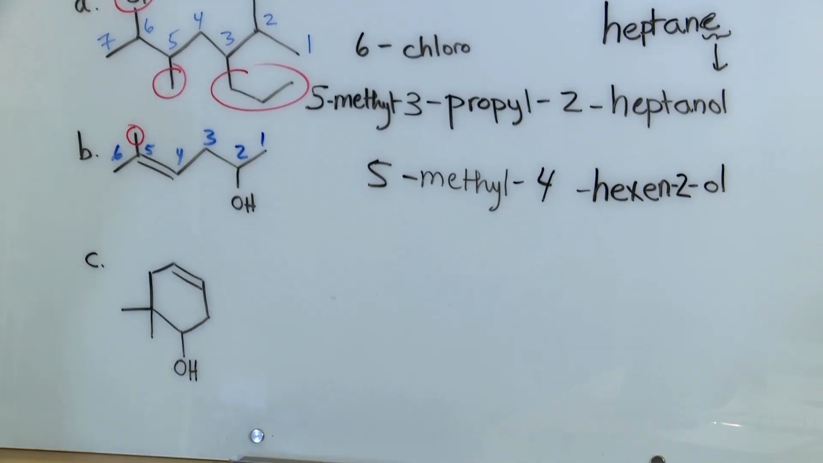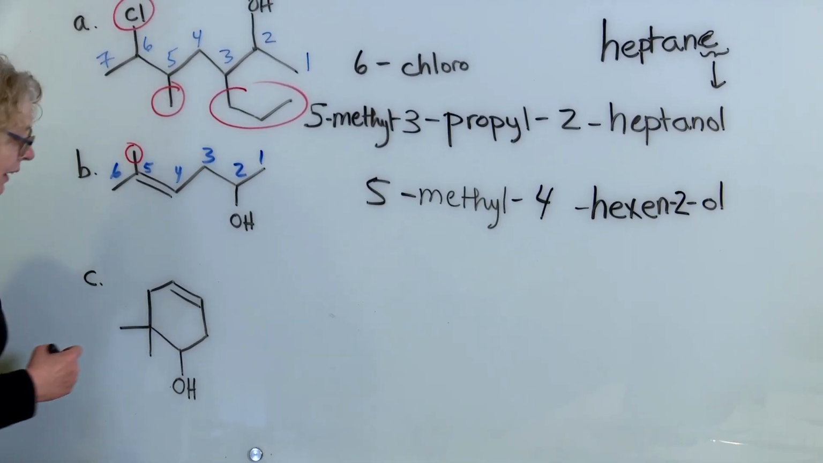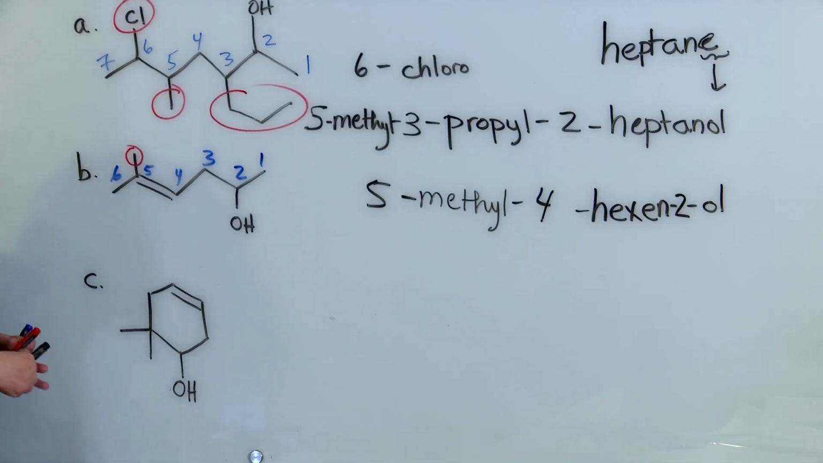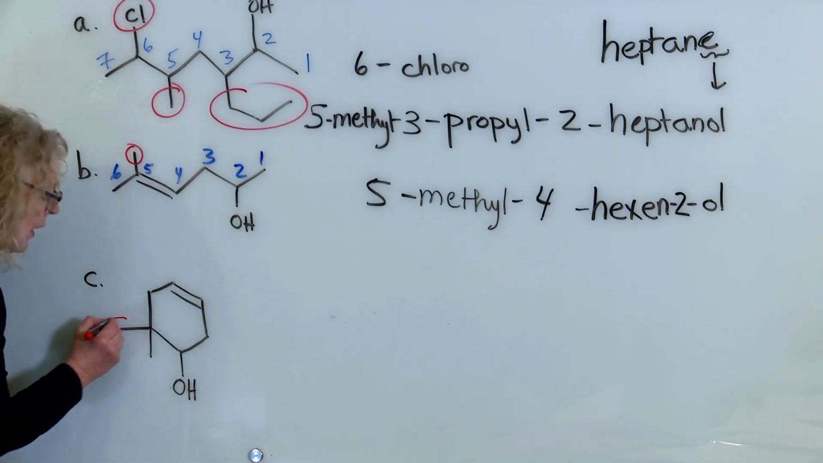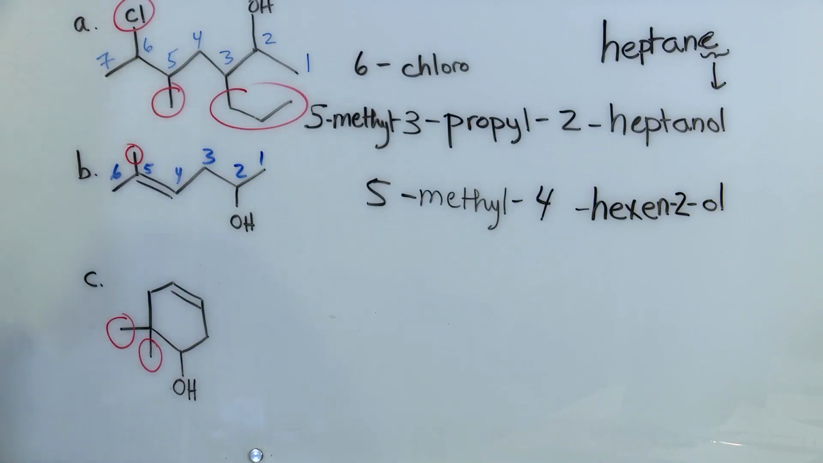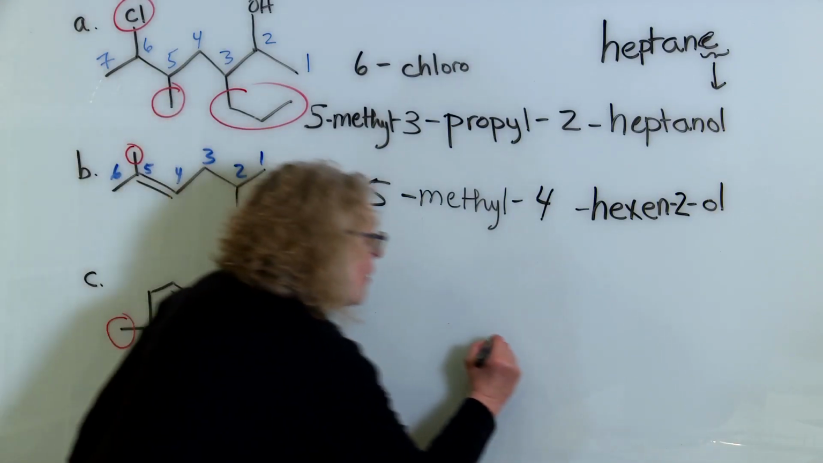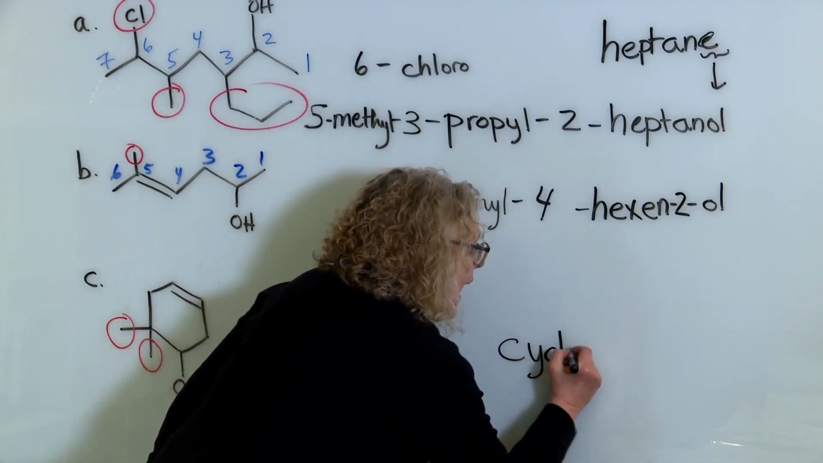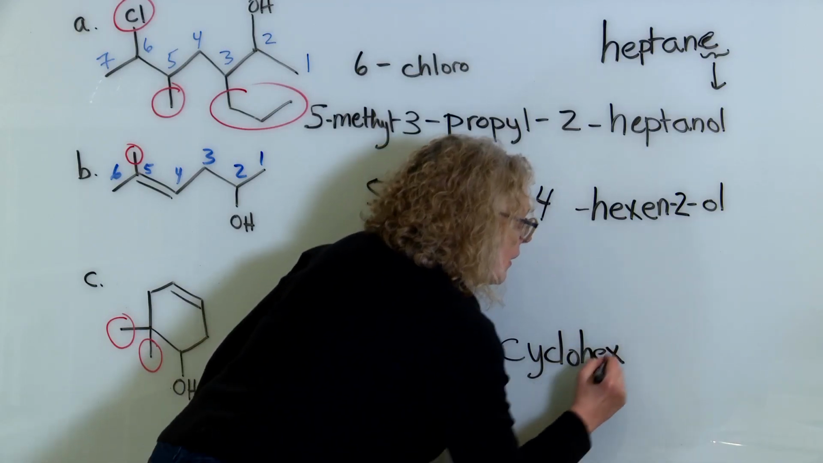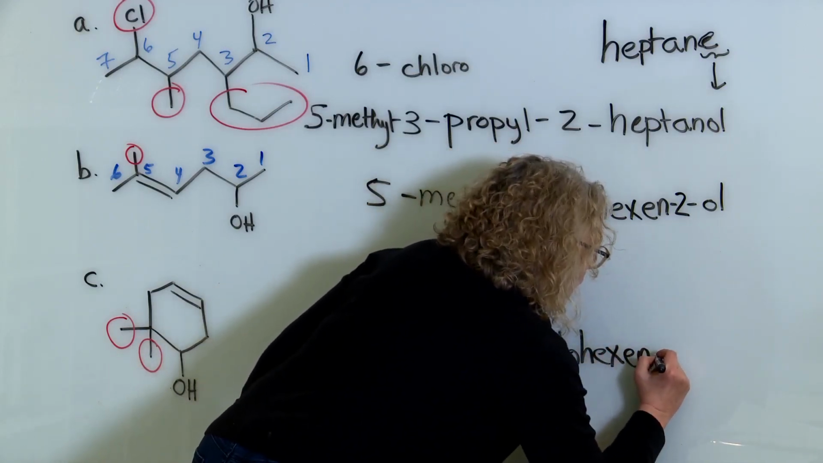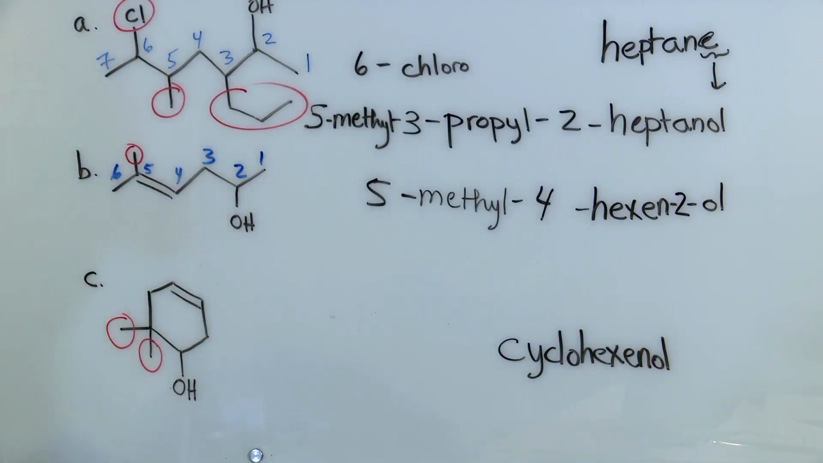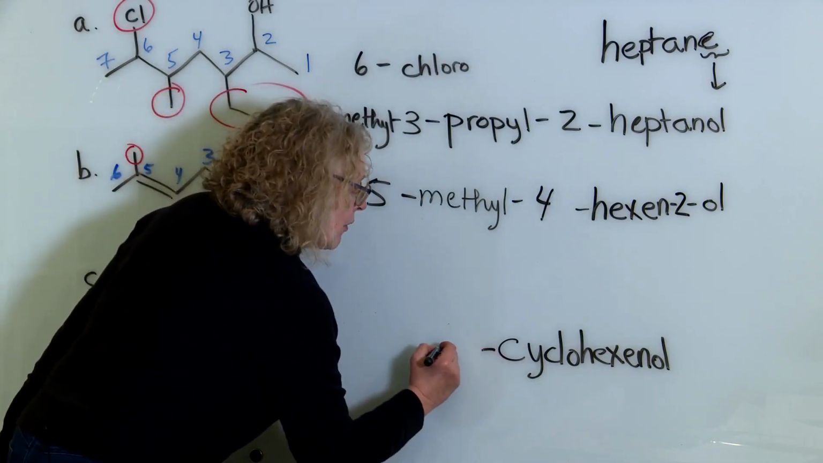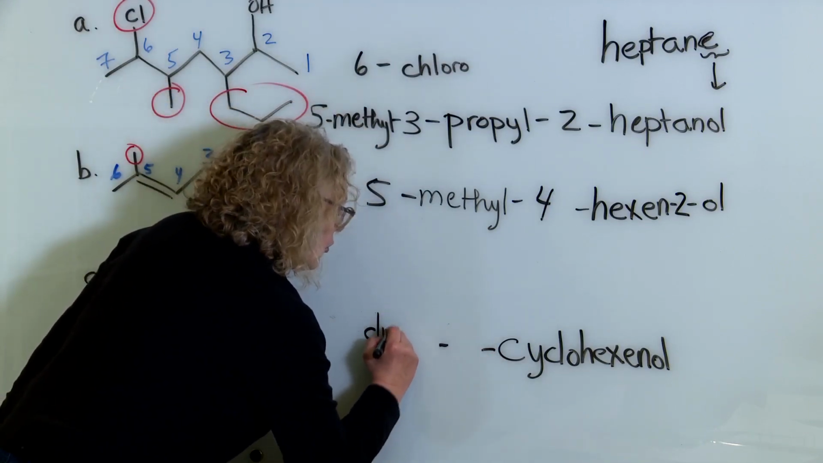The last example is a cyclic alcohol. It's also a hexenol, so we're going to have to take that into account. And we have 2 methyl substituents on here. So this is a cyclohexenol. Okay, so this is a cyclohexenol, and it also has the dimethyl substituents.